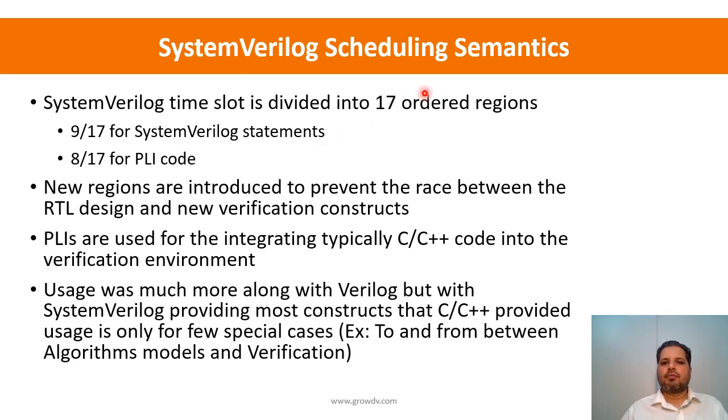Now when we come to SystemVerilog scheduling semantics, we had about 4 regions in Verilog, and in SystemVerilog we now have about 17 ordered regions. So the time slot that we looked at in Verilog, which had about 4 regions, now has about 17 ordered regions, and 9 out of 17 are used for your SystemVerilog statements, and 8 out of 17 are used for the PLI code.